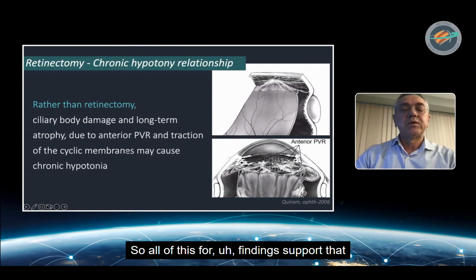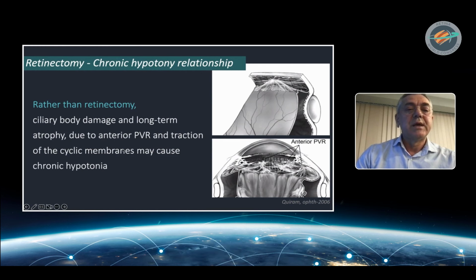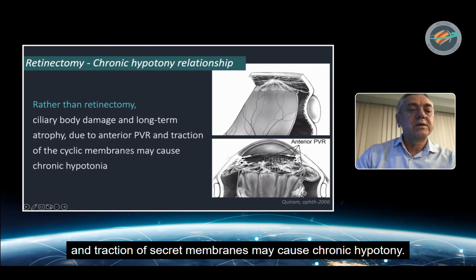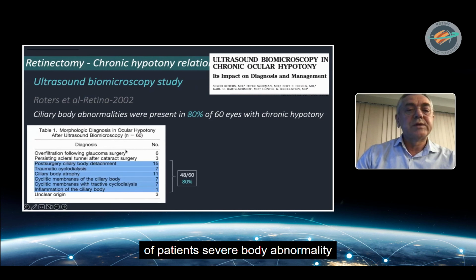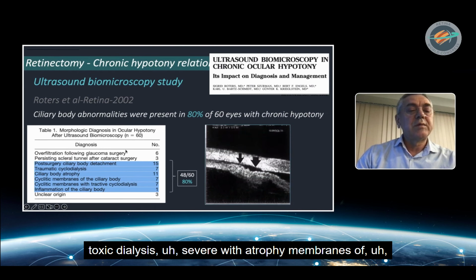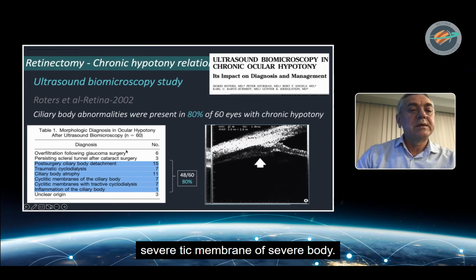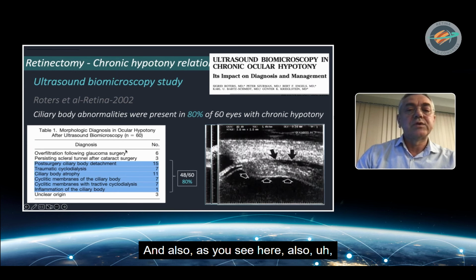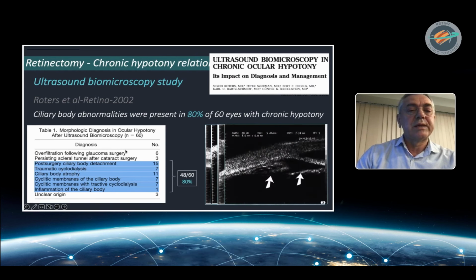So all of these findings support that rather than retinectomy, ciliary body damage and long-term atrophy due to the anterior PVR and traction of cyclitic membranes may cause chronic hypotony. And in their UBM study, Rotter et al. reported 80% of patients with chronic hypotony had ciliary body abnormality, such as ciliary body detachment, traumatic cyclodialysis, ciliary body atrophy, cyclitic membrane of the ciliary body, and also, as you see here, cyclitic membrane with tractive cyclodialysis.